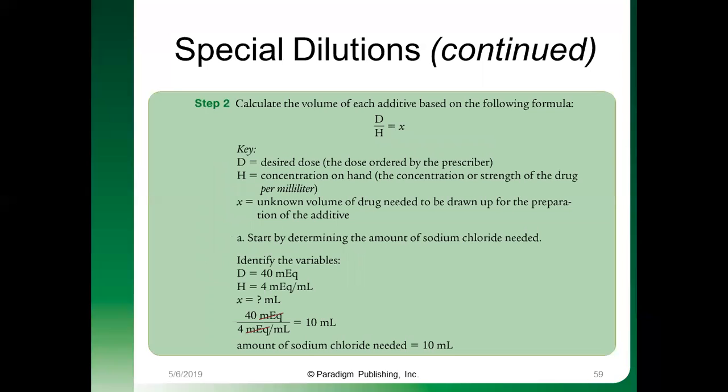Now calculate the volume of each additive based on the formula. D divided by H is equal to X. D is the desired dose divided by H, which is the concentration on hand, is equal to X, the unknown volume of the drug.